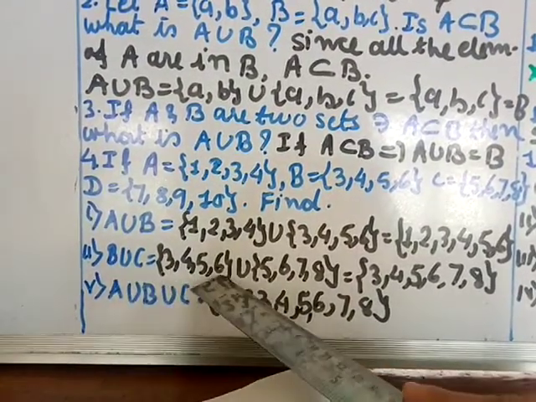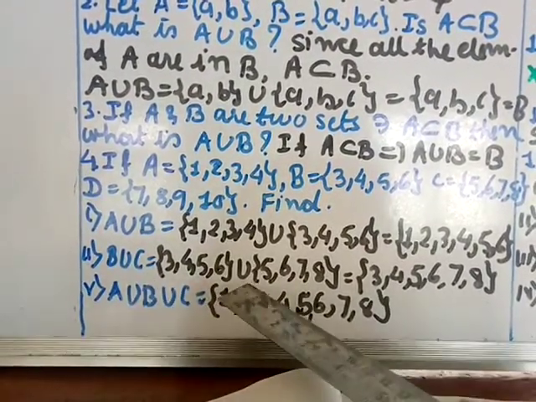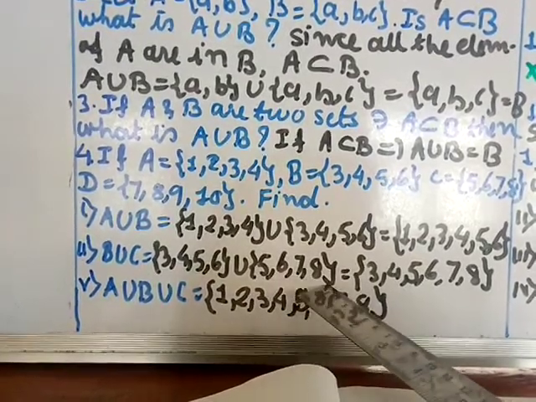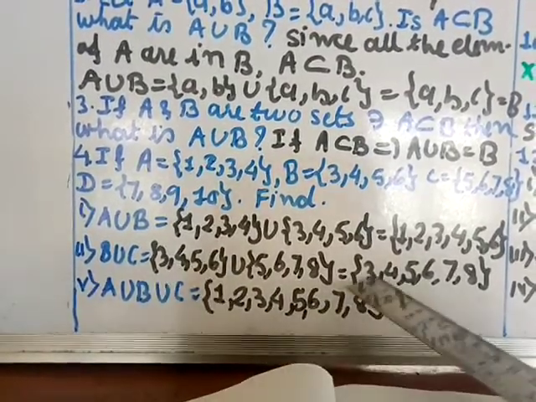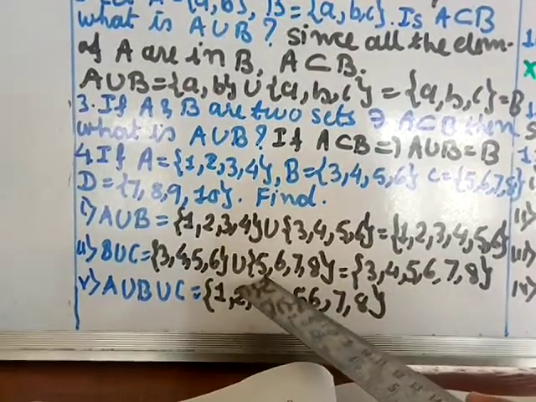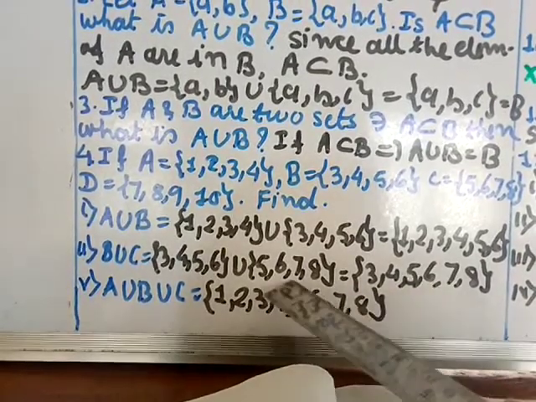Number 2, B union C. I am writing first set B, 3, 4, 5, 6, union set C, 5, 6, 7, 8. Okay. So here 3, 4, 5, 6. Now here starting 5, 6 are already there, so we do not repeat again, 7, 8.